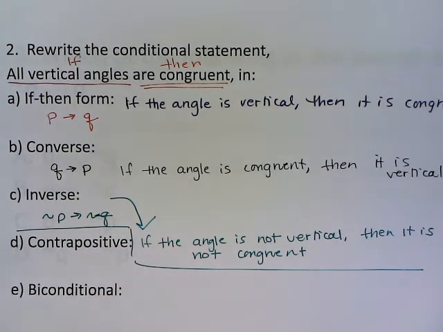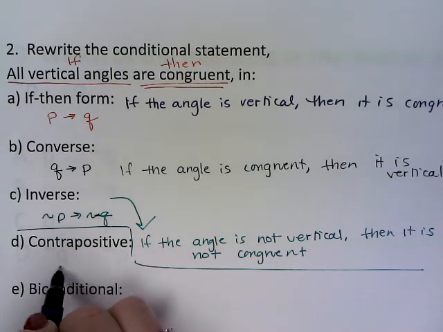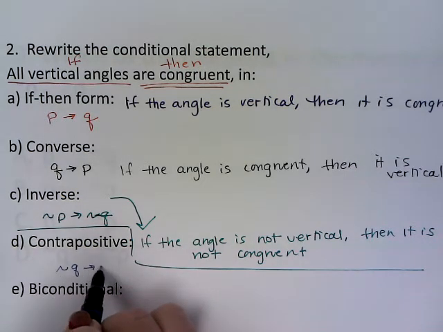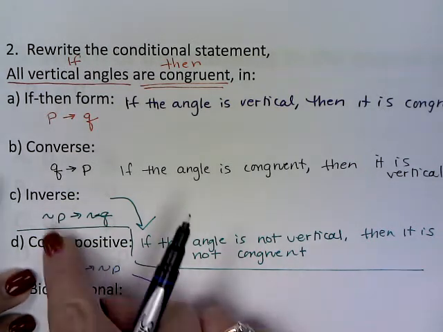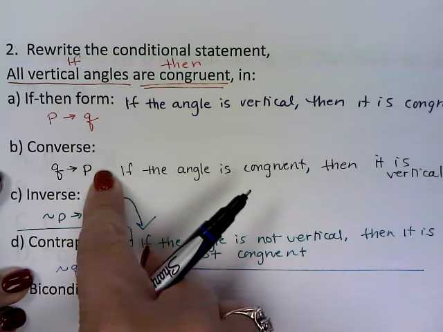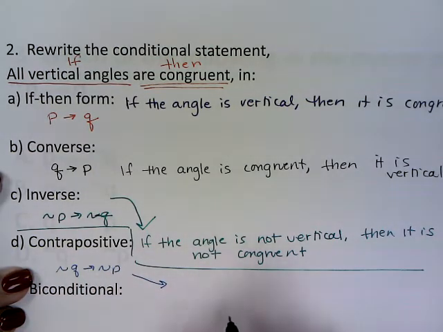Okay, my contrapositive. My contrapositive statement tells me that if I have not Q, then not P. I'm going to write it right here in blue. So I'm going to take my statement that is Q then P, and I'm going to negate it. So if the angle is not congruent, then it is not vertical.